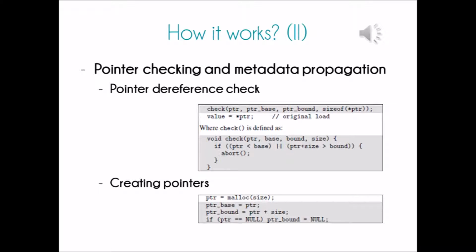At every malloc call, SoftBound inserts code to set the corresponding base and bound, as we can see. The base value is set to the pointer returned by malloc. The bound value is set to either the pointer plus the size of the allocation if the pointer is non-null, or to null if the pointer is null. SoftBound implements similar mechanisms for other operations, such as pointer arithmetic or structured file accesses.